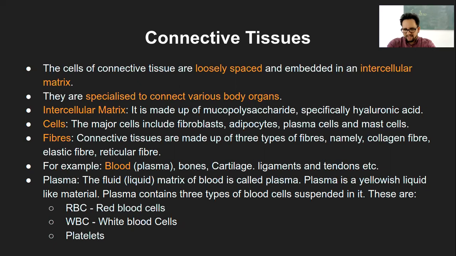Now, plasma or blood as an example of connective tissue. It is a fluid matrix of blood, right? Blood, or plasma, as a connective tissue is a fluid connective tissue, and it is a matrix of blood where the cells are suspended, and these cells are RBC, WBC, and platelets. So this whole thing is called blood connective tissue, or we simply call it blood. Any question here in any of these points that we discussed?